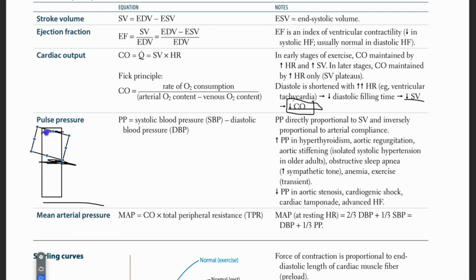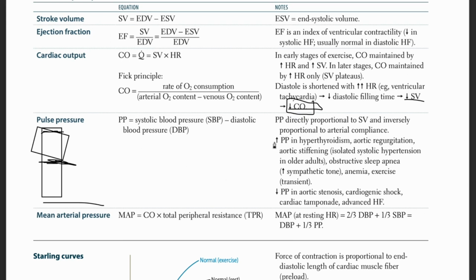Why is this important? Because pulse pressure, they'll probably ask you. Pulse pressure is directly proportional to stroke volume and inversely proportional to arterial compliance. So what that means is, what's better, if pulse pressure is higher or lower? Higher is bad, lower is bad as well. They both are bad. It should stay normal, within the normal range, which is what? So 120 minus 80, that's the normal.